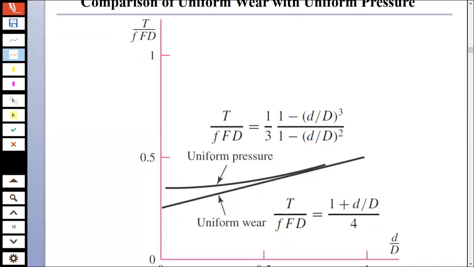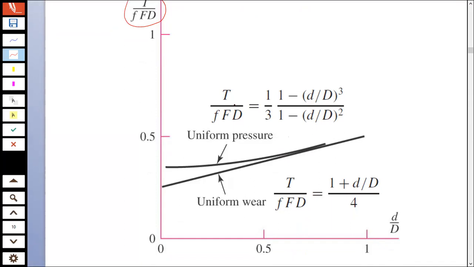If you look over here, this parameter T over F D is plotted against d by D. If you look at this, this d by D, and this is how the uniform pressure model would look. And if you see over here, they both become almost the same after this point. So there is not much difference between these two models, but this is just a representation of this.